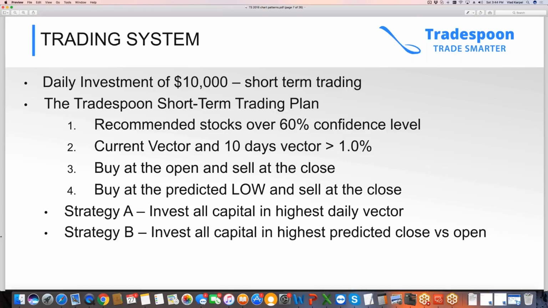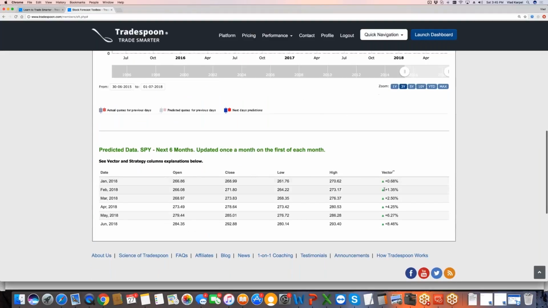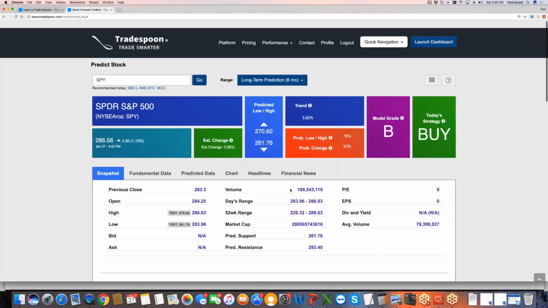So we usually trade stocks with a 60% confidence level in our decisions, and a vector of positive 1%. And you can see here, I'm referring to this vector. If we see that the vector is close to positive 1%, then we see that the stock is in an uptrend. And then we try to enter at the predicted low. This is a 6-month prediction.